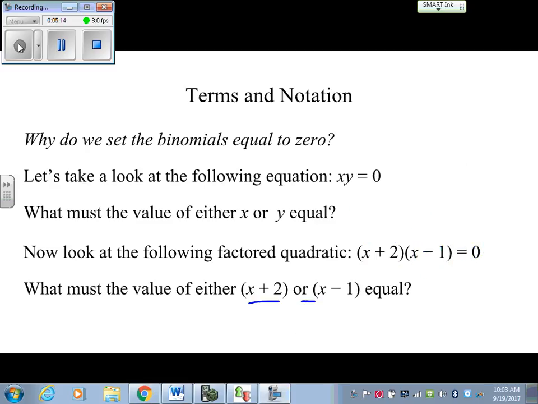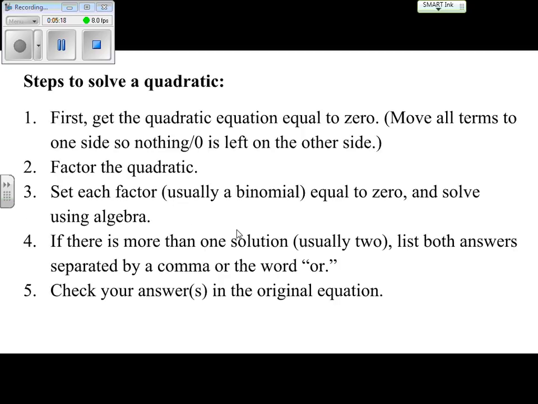Do you really need to understand the big picture idea to do this? Probably not, but it certainly doesn't hurt. So this is a slide you may want to pause on and get in your notes. These are the steps we're going to use to solve a quadratic. Now, these are not the same as the steps we use to factor a quadratic. This is solving, meaning finding values for our variables.